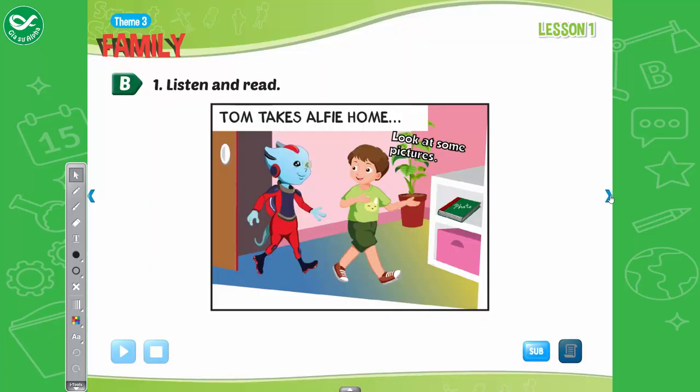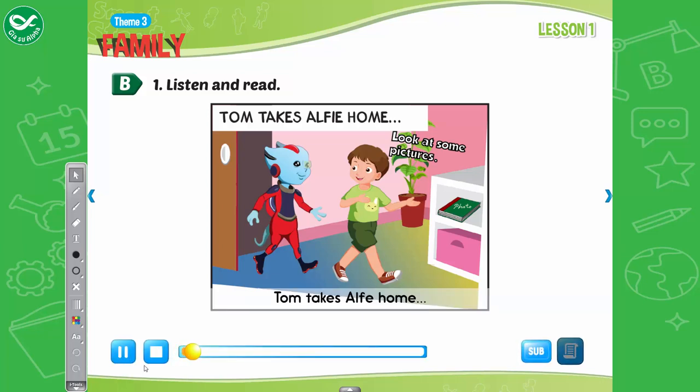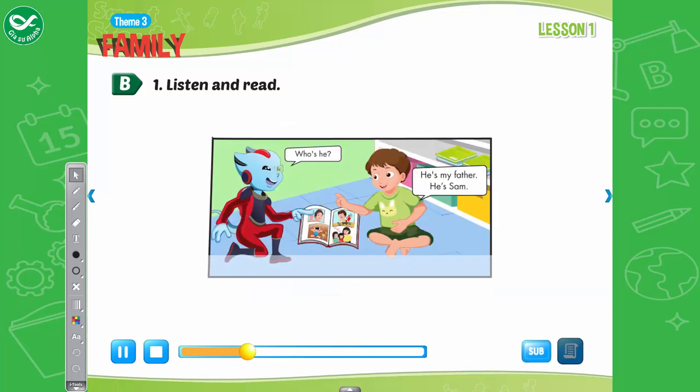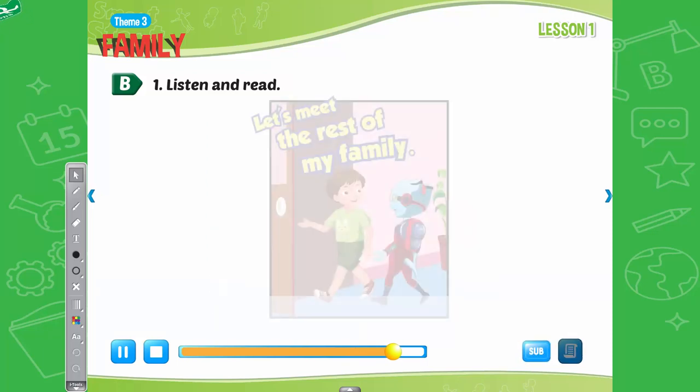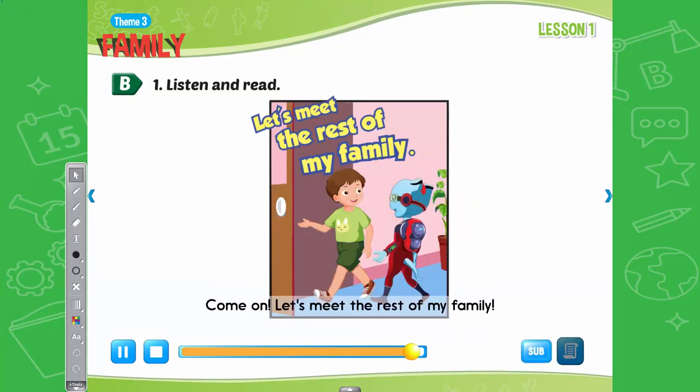B. 1. Listen and read. Tom takes Alfie home. Hey, Alfie, look at some pictures. Oh, Tom! Who's he? Oh, he's my father. He's Sam. Who's he, Tom? He's my brother. He's Ben. Oh, who's she? Ah, she's my sister. She's Kim. Come on, Alfie, let's meet the rest of my family. Sure, Tom.